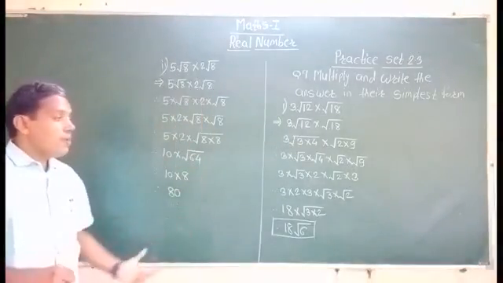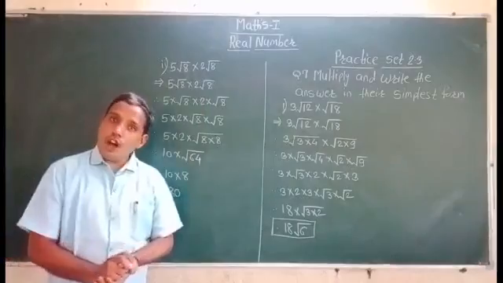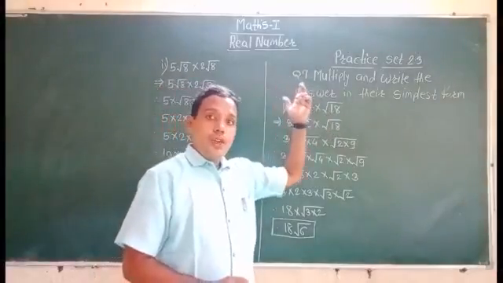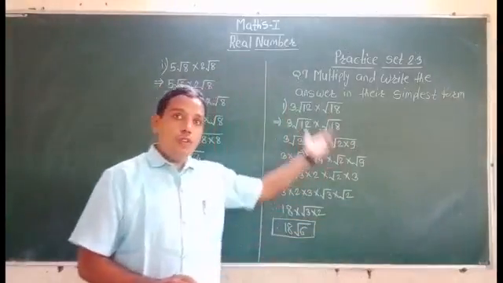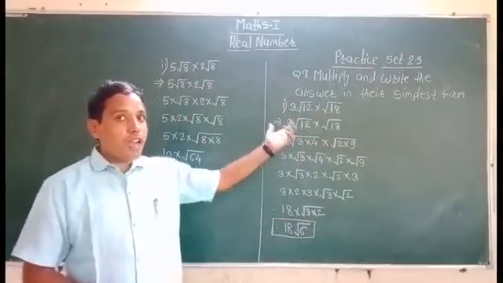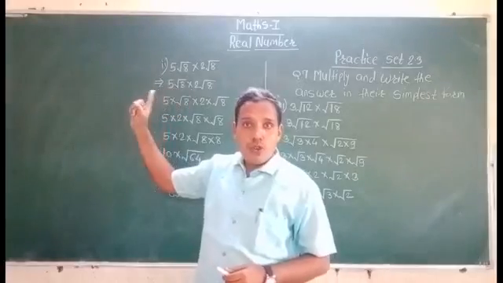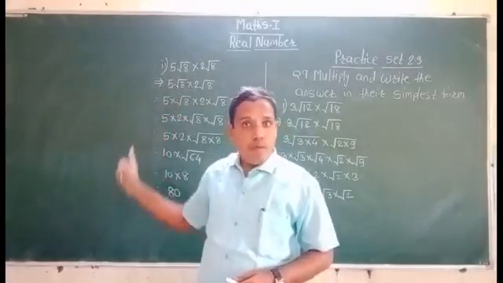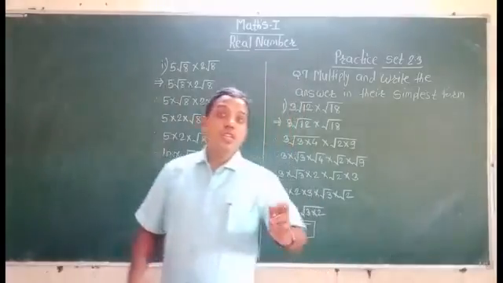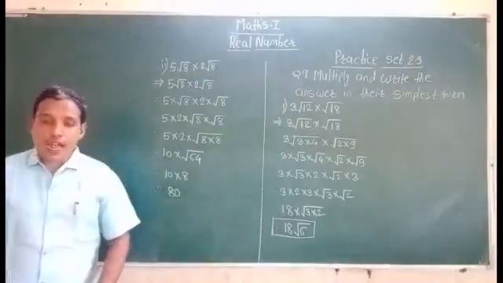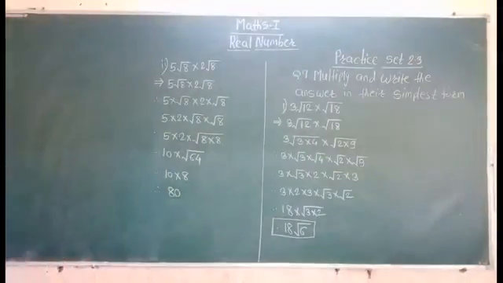So in this way you will solve all the given examples. If surds are given and they are not like surds, you simplify them and then multiply them. And if the two given surds are like surds, this is how we multiply them and simplify them. So the remaining examples you will try at your home.